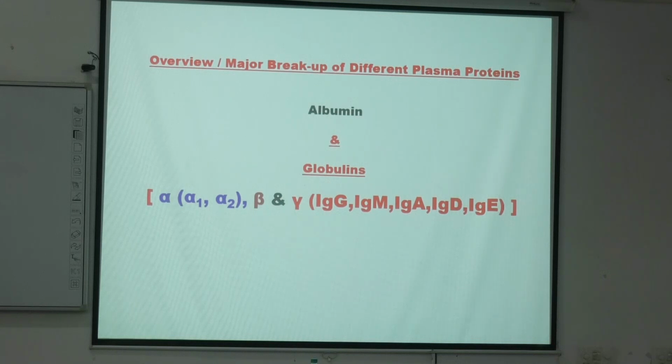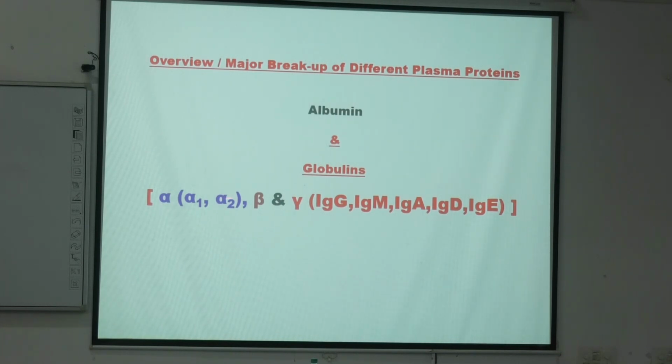So major plasma proteins consist of three things. One is albumin, that is the major one in the major amount that I have told, and globulins, that is alpha, beta and gamma. At least you must be able to tell these major plasma proteins. Alpha is divided again into alpha 1 and alpha 2, beta into beta 1, beta 2, and gamma. There are 5 gamma globulins. These are basically called immunoglobulins, which I will cover tomorrow. IgG, IgM, IgA, IgD, IgE.